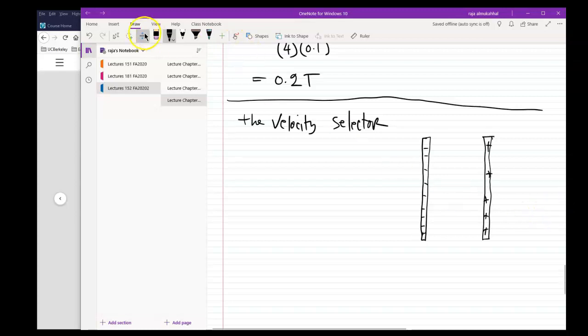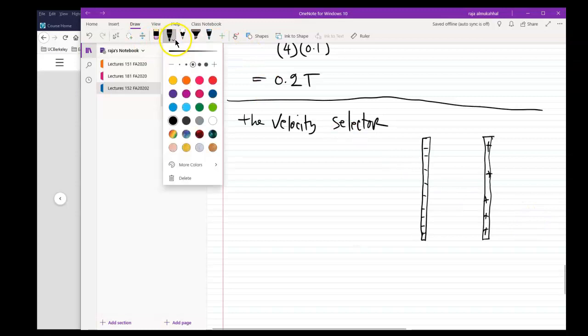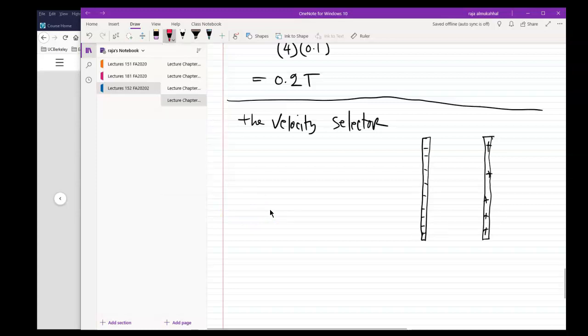Let me use different colors to make it look pretty and clear. So in this case, you will have an electric field going in this direction, from positive to negative like that. That's the electric field. I'll put an E here for electric field. Okay. Now, one more thing.